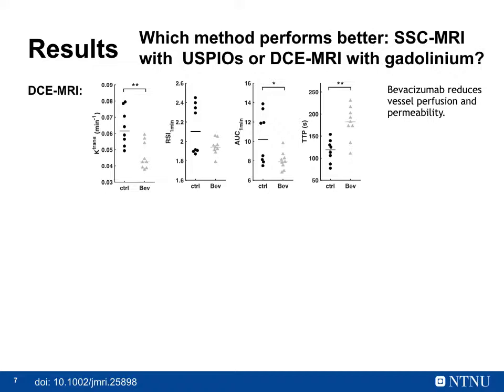The second question we wanted to answer was whether SSC MRI or DCE MRI can better distinguish between treated and control tumors. DCE MRI was only performed post-treatment, and here are some of the DCE parameters showing differences between treated and control groups after treatment. Overall, DCE MRI suggests that the treatment reduced perfusion and permeability of the tumor blood vessels.